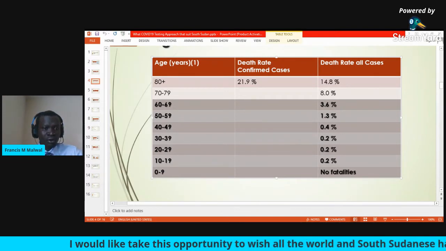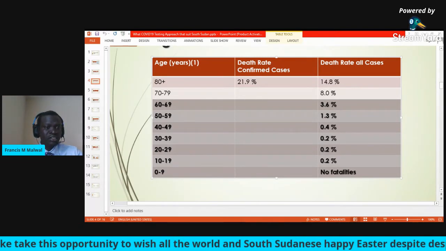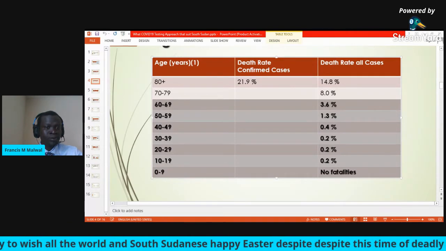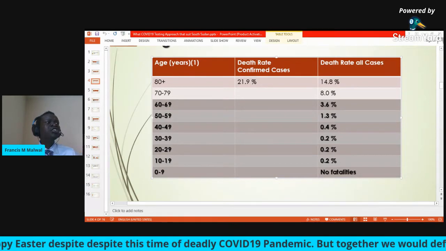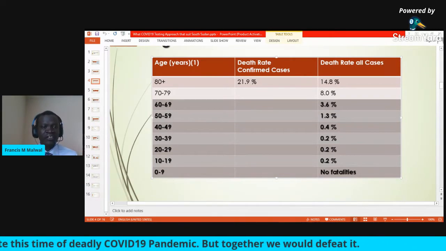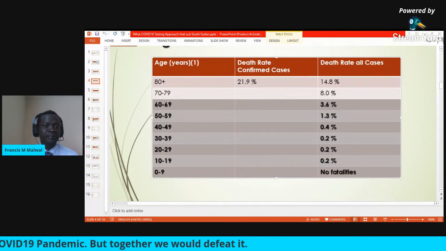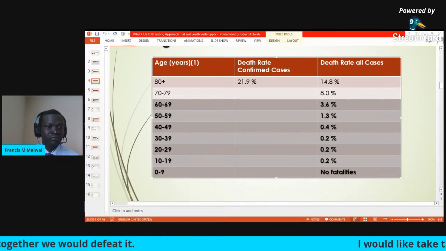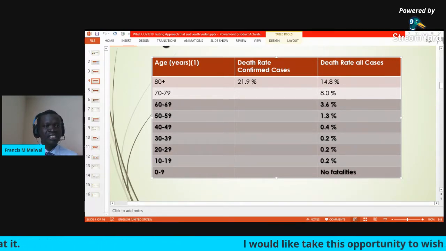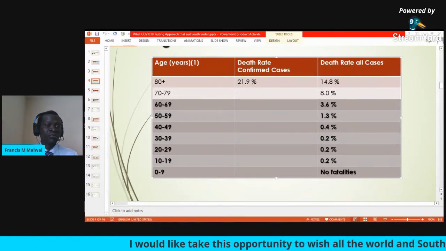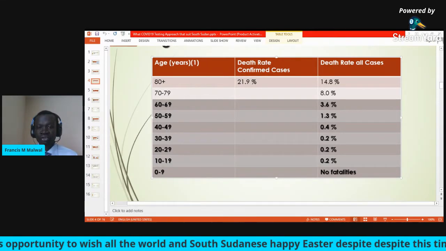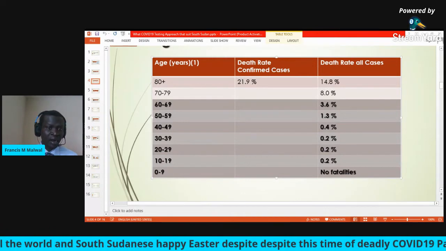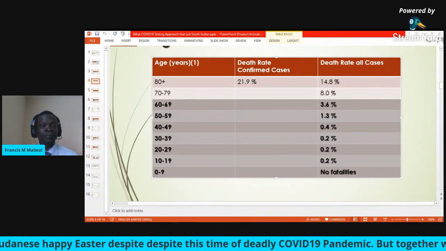Also, if you go up to the column from 10 to 19, and you go all the way up to 30 to 39, these people have the same death rate. So 0.2% when you move from 10 years up to 39 years, there is no change. So if you are within that category, the death rate is around 0.2%.